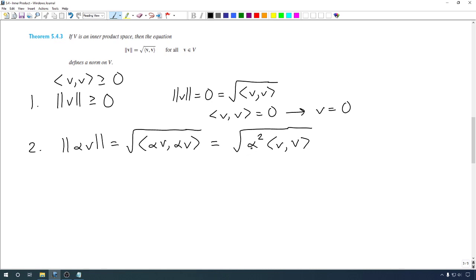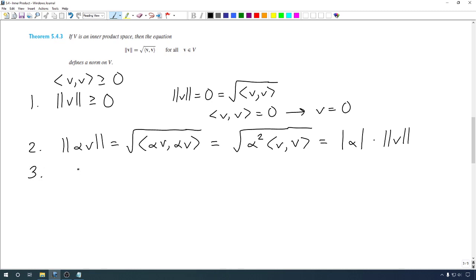Okay, we can split this up. What is the square root of alpha squared? Note it is not alpha unless alpha is positive, or non-negative. I guess it works for alpha equals 0 as well. But if alpha is negative, we get negative alpha. Or in other words, the square root of alpha squared is the absolute value of alpha. And then we have the square root of the inner product of v with v, but that's exactly what we were calling the norm of v. So this is exactly what we wanted. We can pull that alpha out, and we get an absolute value of alpha on the outside.